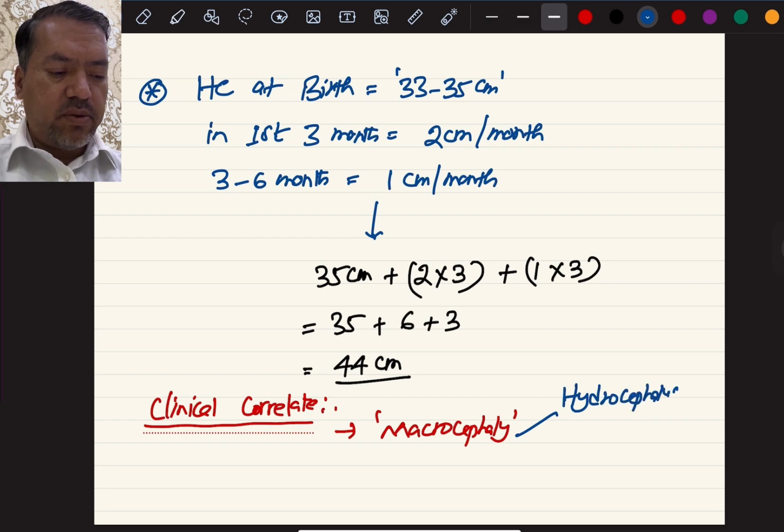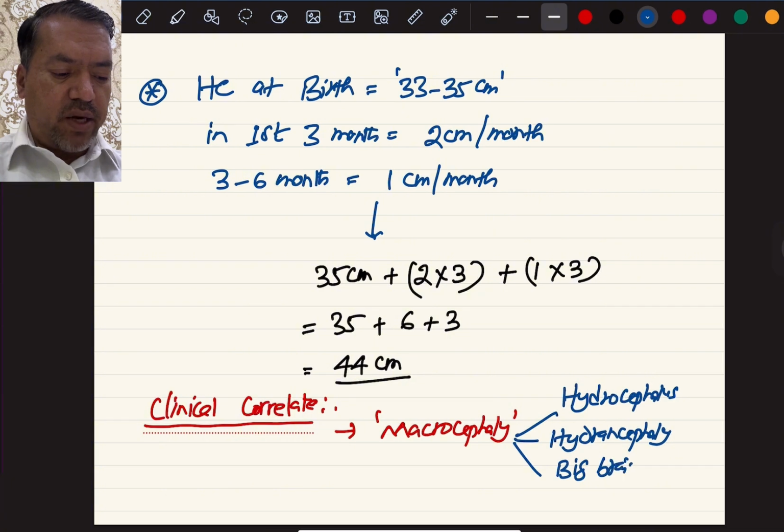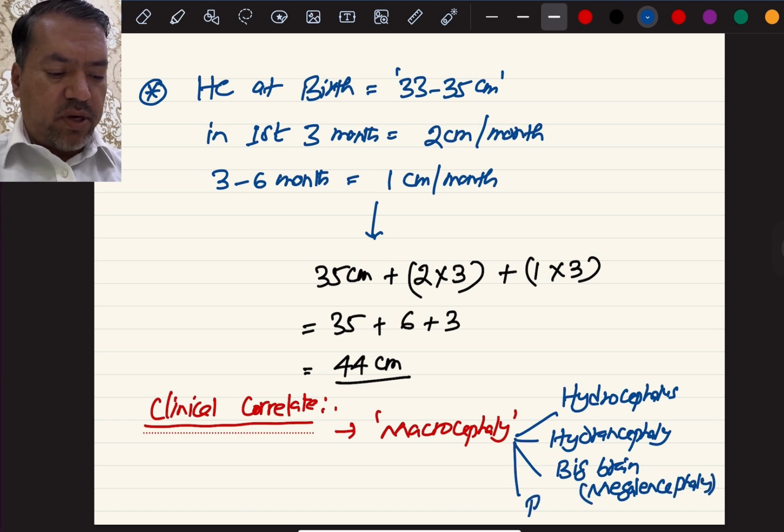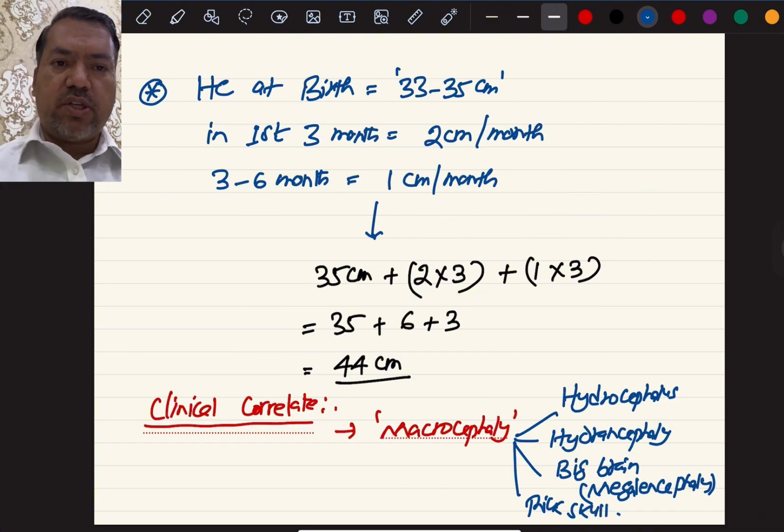hydrocephalus, hydranencephaly. Hydranencephaly means there is no brain, and the brain is replaced by a big sphere-shaped cyst. Then another may be the big brain itself, which is called megalencephaly, and sometimes very thick skull bones. Some of the concepts, so we will talk about this later in some other class.